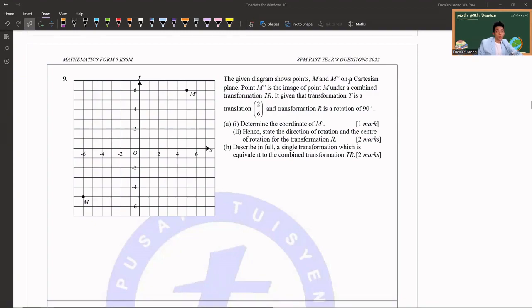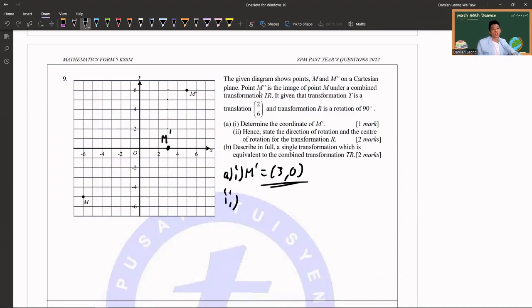So yeah, from the final image, if we move back, if I go 2, 6 to get to M, means I go -2, -6. 2 to the left, 6 down. 1, 2, 3, 4, 5, 6. Here would be the M prime. So that would be 3, 0. That's the coordinates.